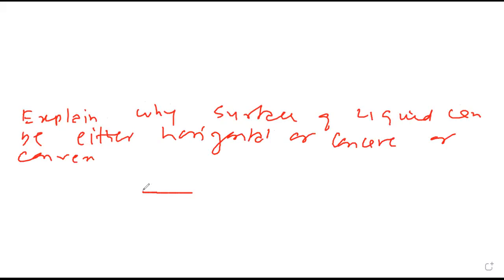So this is horizontal. This way if I get, then concave. If I get this way, then convex. Okay, meaning of horizontal, concave, convex. So we have to explain why this happens. Few liquids are horizontal, few surfaces are concave, and few surfaces are convex.